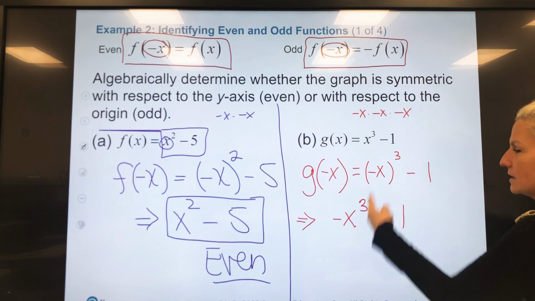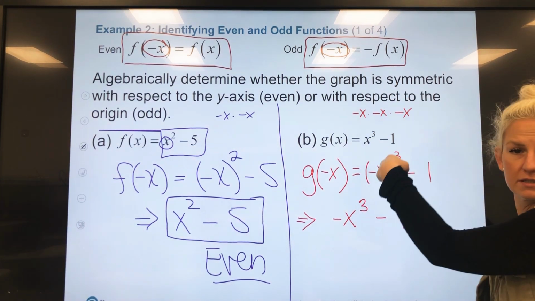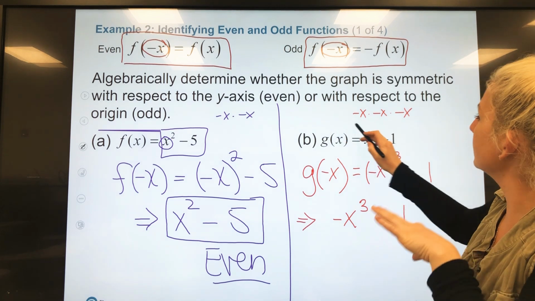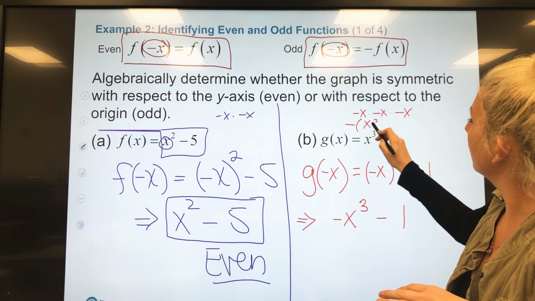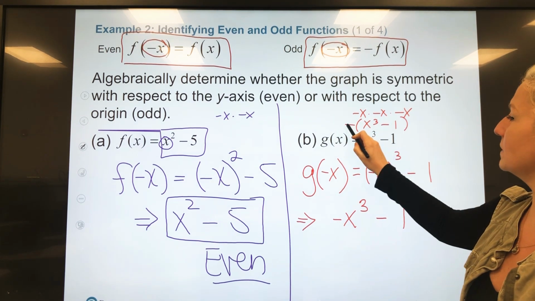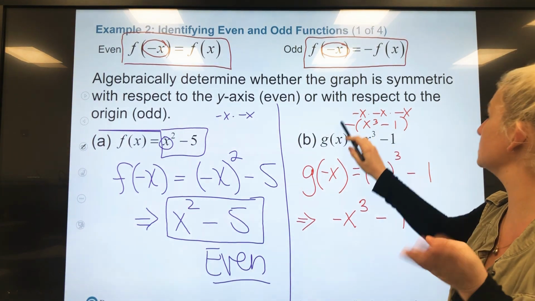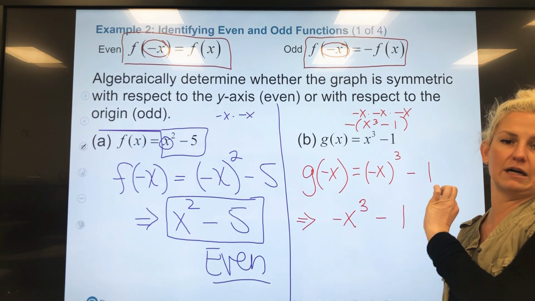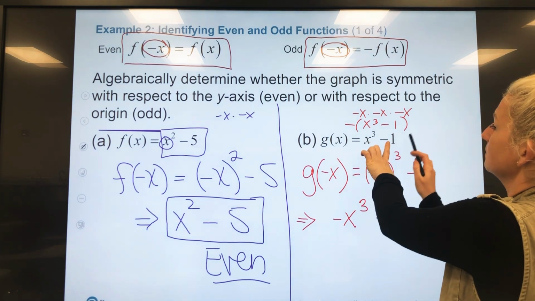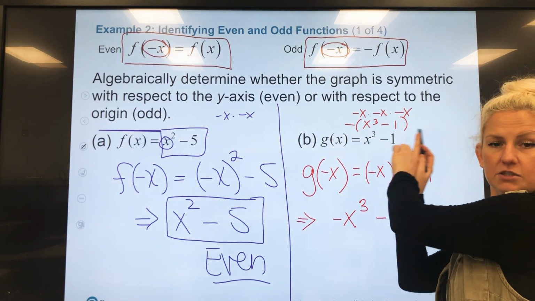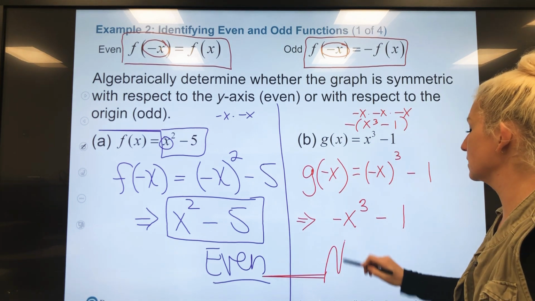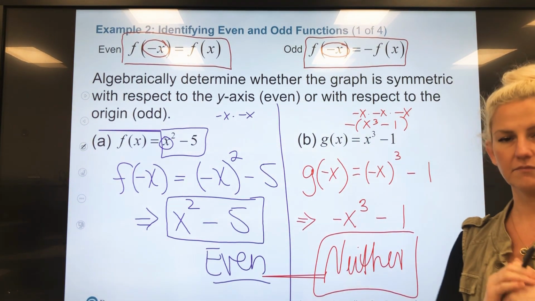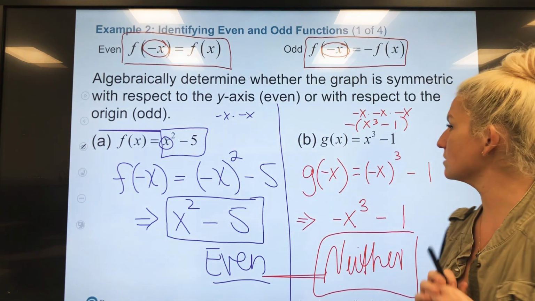Now, you might look at this and say, well, that is the opposite of this. It is not. It has to be the opposite of the entire thing. So it has to be the opposite of x cubed minus 1, which means it would have to be negative x cubed plus 1. If this were plus, then it would be odd. But because it's not the opposite of the entire original function, every term, then this one is neither. Okay? So that's how you know.